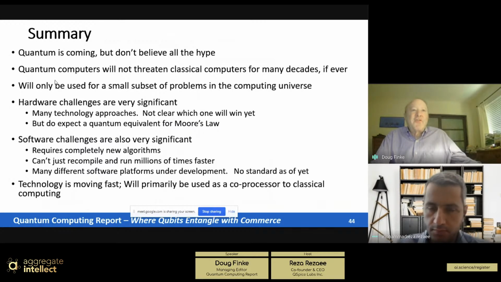The hardware challenges are very, very substantial, but people are starting to overcome them. Software requires completely new algorithms. In the classical computing world, if you have a program that runs on an Intel processor and AMD comes up with their own processor that's 2 times faster, you can move it over and within a day have it running on the AMD processor twice as fast. You can't do that in quantum. The software has to be completely changed. That's one of the reasons why it takes a while to get these things together. But the technology is moving fast, and it's exciting to watch.